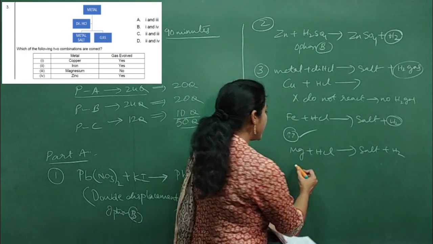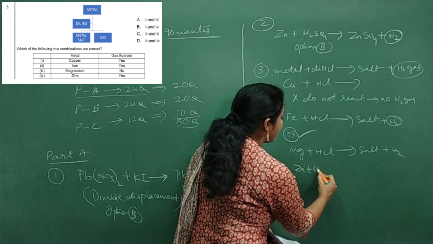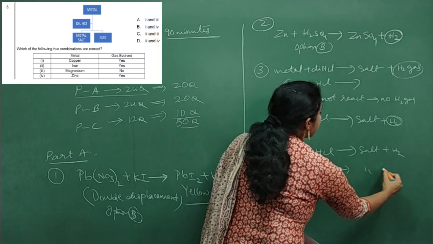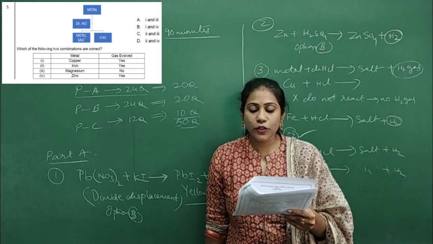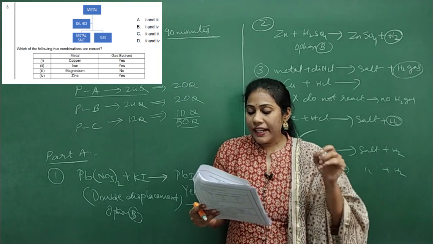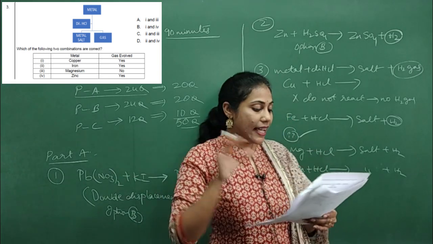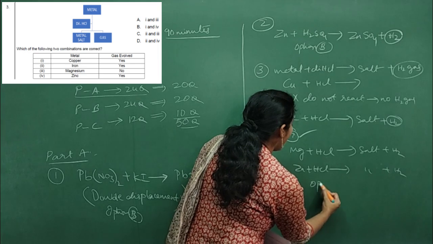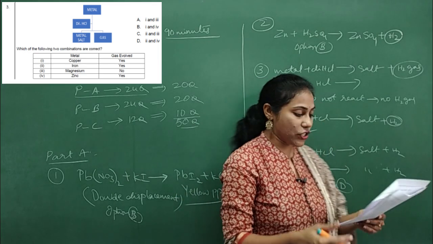Coming to the fourth one, zinc. Zinc also can react with HCl and it gives salt and hydrogen gas. So they said zinc gives hydrogen gas. Yes, this is correct. So statements 2 and 4 are correct. So where are 2 and 4? It is in option D. So option D is the correct answer for the third question.